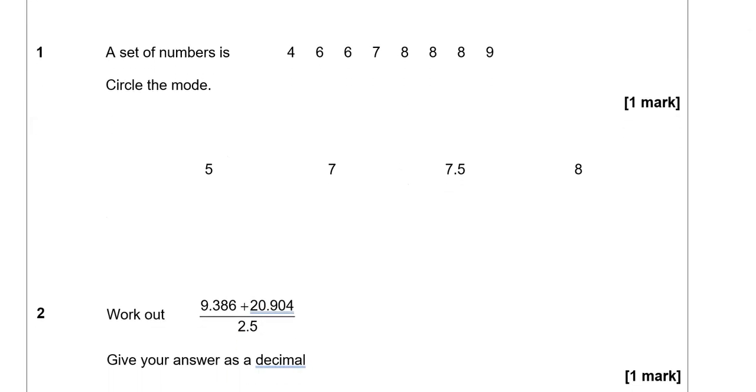A set of numbers is 4, 6, 6, 7, 8, 8, 8, 9. Circle the mode. So mode is the most common number, the number that occurs mostly. And as we can see, 6 appears twice, 8 appears 3 times, so 8 is the mode.